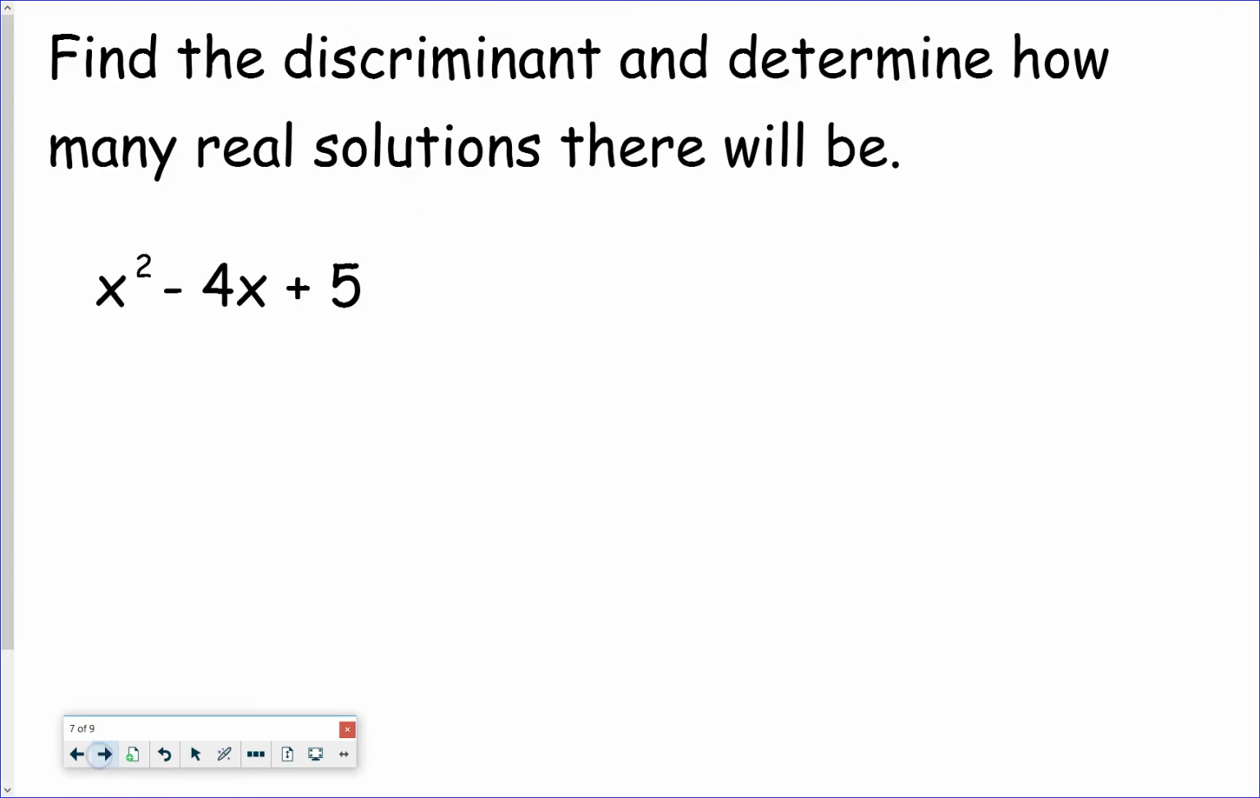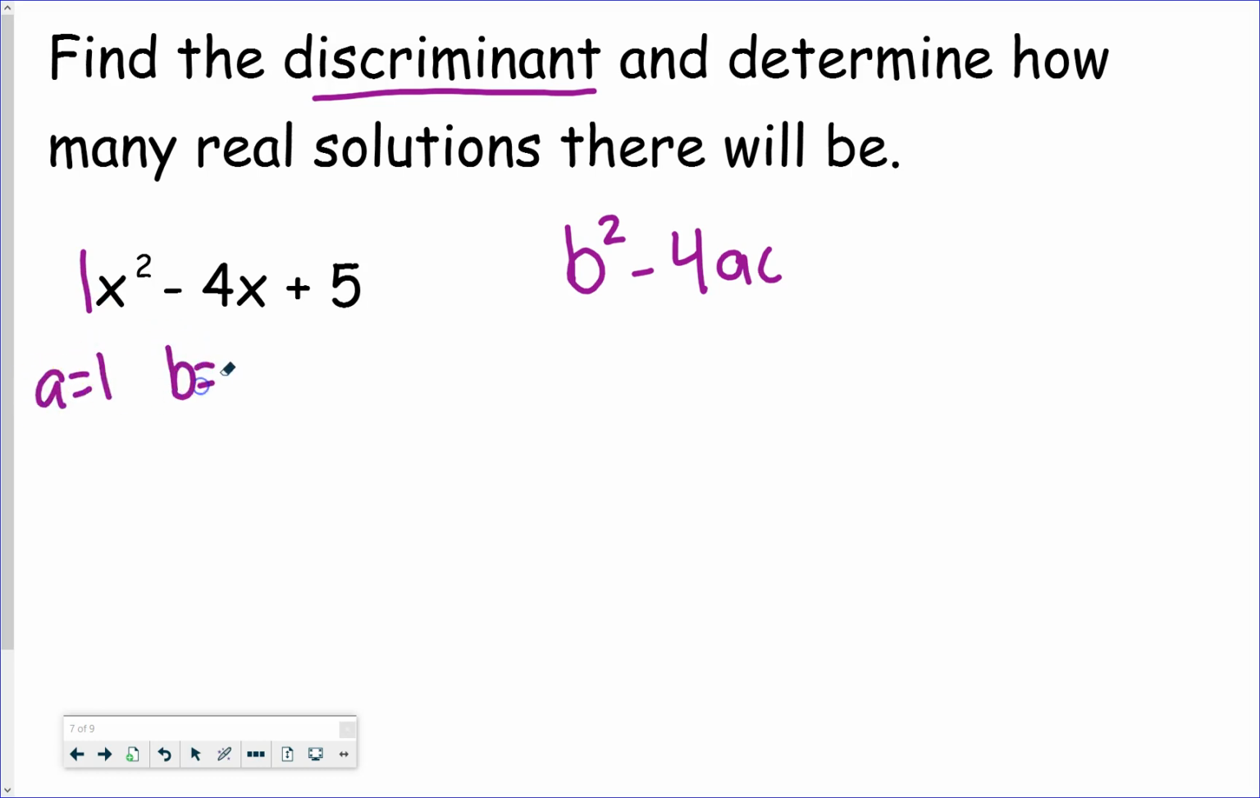All right, so the first one, find the discriminant and determine how many real solutions there will be. So we have x squared minus 4x plus 5. It says to find the discriminant, so I'm not going to factor or use the quadratic formula or any of that. I am only going to do b squared minus 4ac. According to this, which one is our a? 1. What is b? Negative 4. What is c? 5.